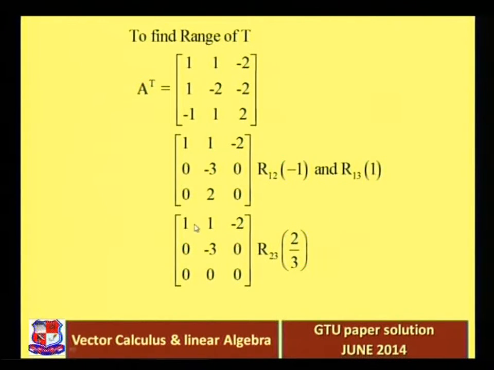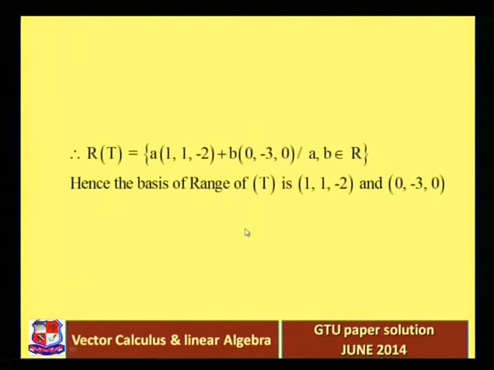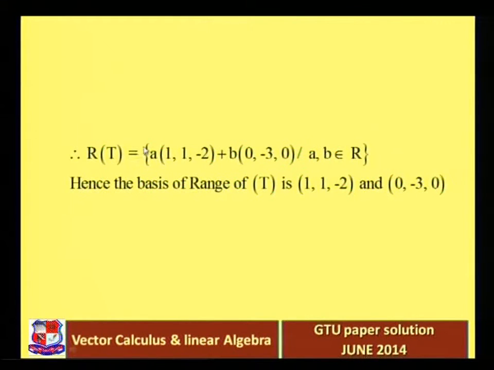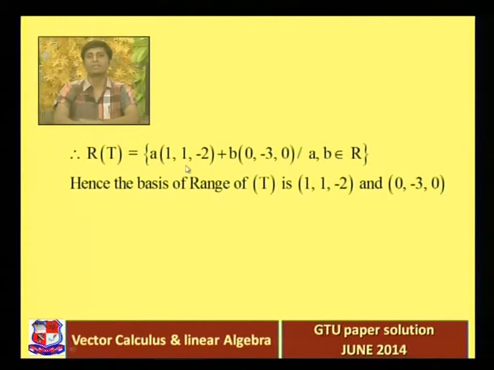Now the row space of this matrix: the basis of the row space of this matrix is exactly the non-zero row vectors. So the bases are 1 1 minus 2 and 0 minus 3 0, and that is exactly our range of T. Theoretically, we can write A into 1 1 minus 2 plus B into 0 minus 3 0, where A, B belong to R, and hence the basis of range of T is 1 1 minus 2 and 0 minus 3 0.